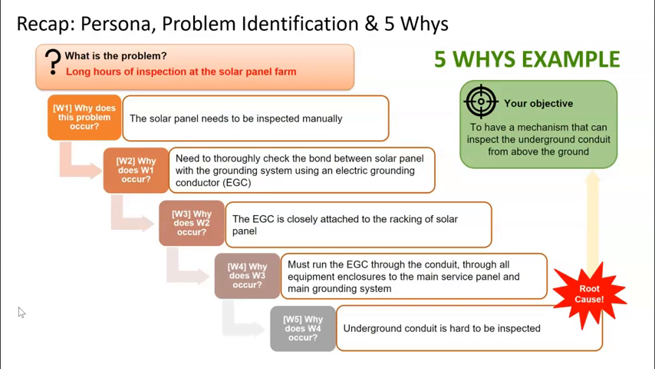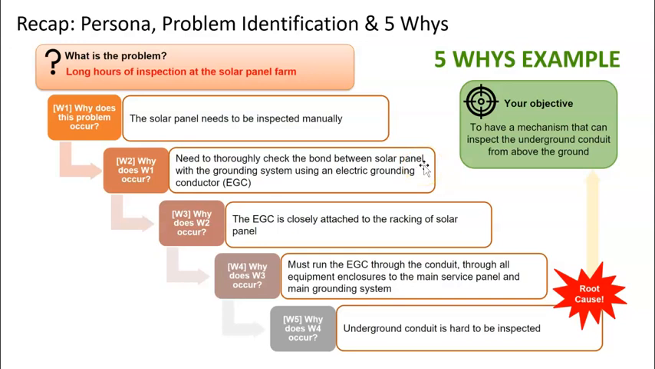So let us look into the first problem in the sustainable energy industry. So the problem is long hours of inspection at the solar panel farm. So you have already asked yourself the 5 whys. Why does this problem occur? Because the solar panel needs to be inspected manually. And then ask again, why does this problem occur? Because you need to thoroughly check the bond between solar panel with the grounding system using an electric grounding conductor.